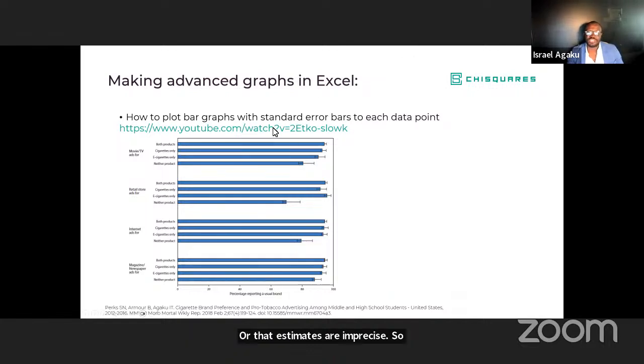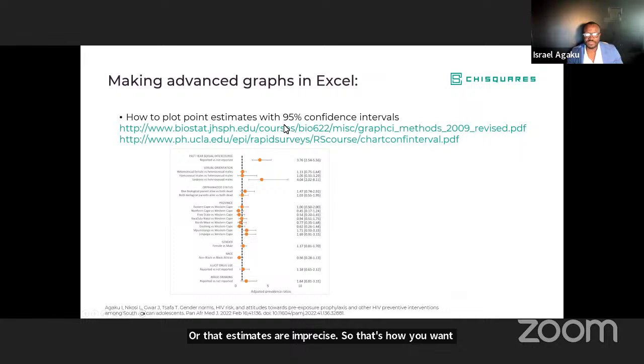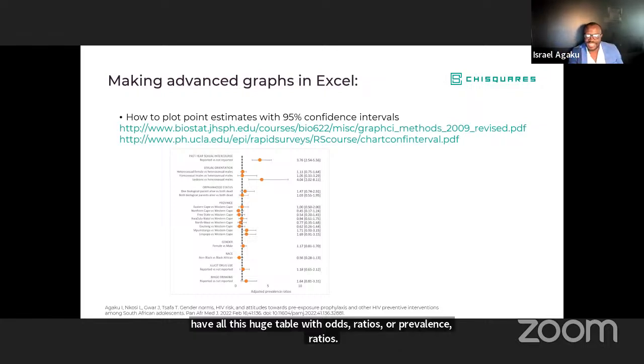So again, you can watch this YouTube video to see how to set that up. And then the other is the forest plot, right? This is very good when you're trying to show things like odds ratios or prevalence ratios that have a point estimate and confidence intervals. And you might also want to put the actual estimates here. This will be very useful when you're doing a poster presentation at a conference and you have a huge table with odds ratios or prevalence ratios. Just putting it as a figure is more visually stimulating.